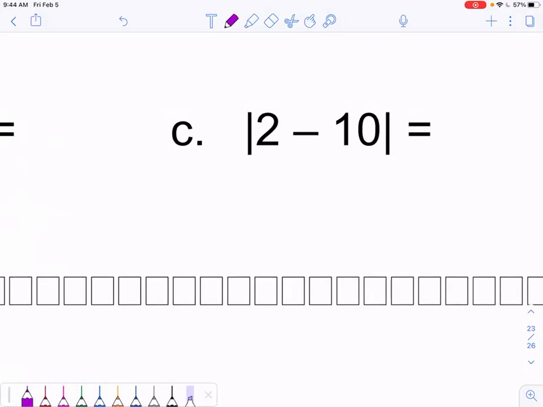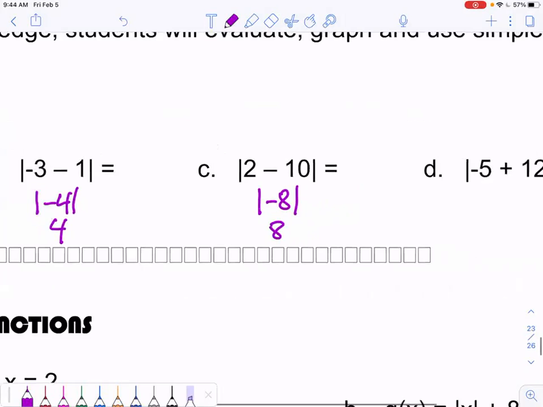Bill, what's 2 minus 8 going to give us? Oh, what's 2 minus 10 going to give us? 8. Yeah, good. So you get -8. What's the absolute value of -8? 8. Good. I'm going to have to turn up this volume a little bit.